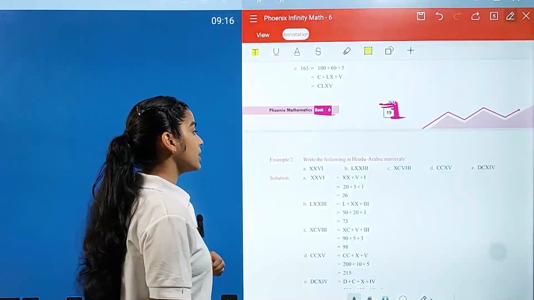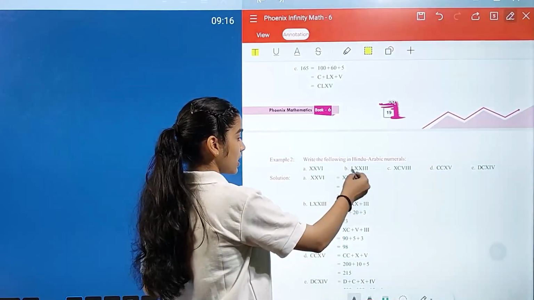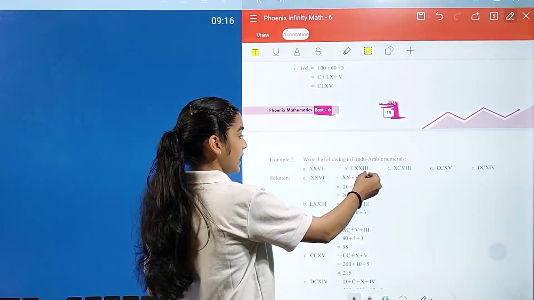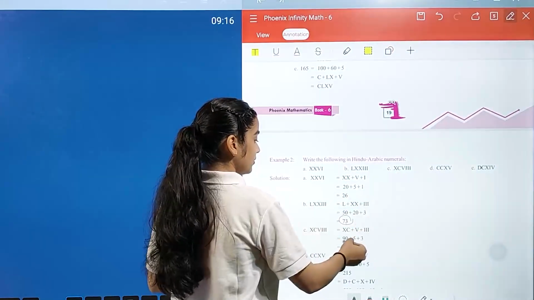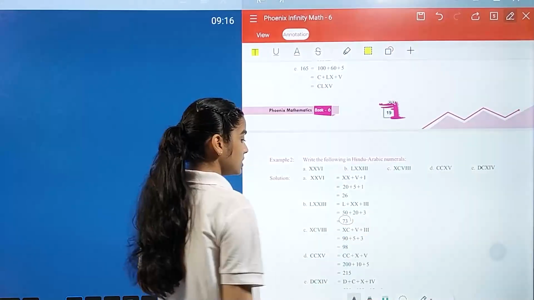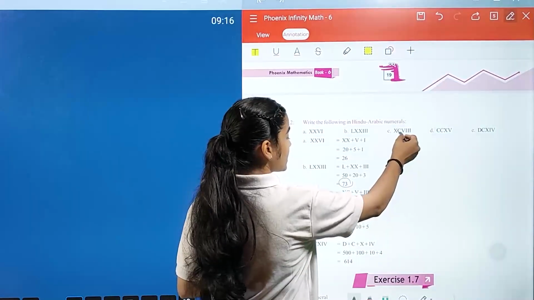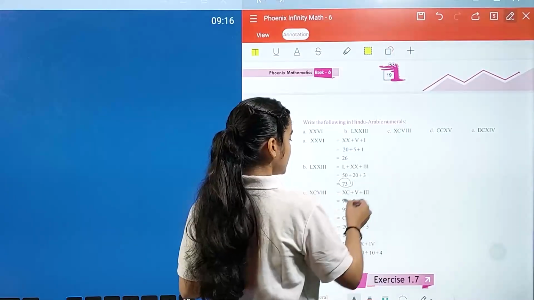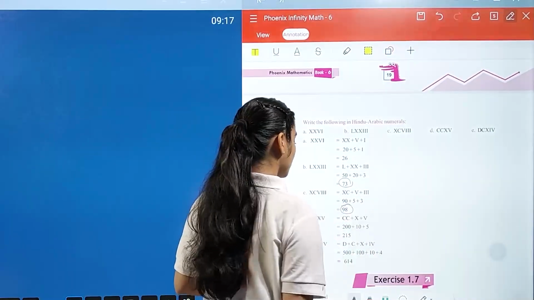Write the following in Hindu Arabic numerals. So this is 20 and this is 6, so this is 26. 50, 20 and 3, so 50 plus 20 plus 3 is 73. Here X and C: C is 100 and 100 minus 10 is 90. This is V and this is 3. So 98 is your total answer.